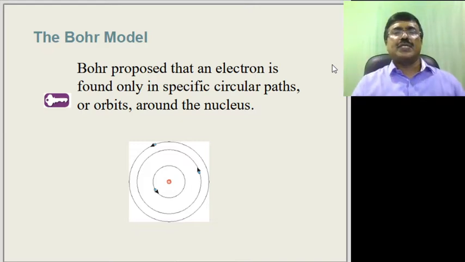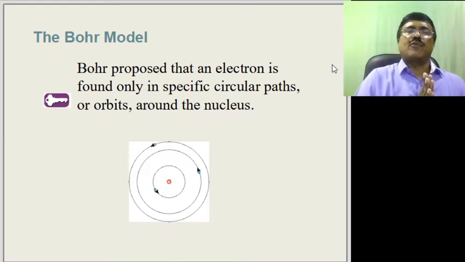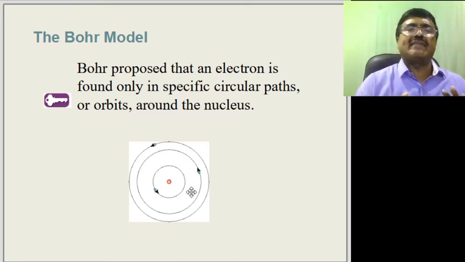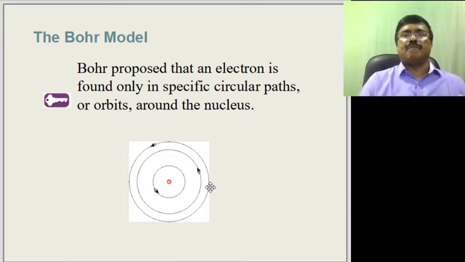Electrons are revolving around the nucleus, that we know from the Rutherford model. And Bohr proposed that an electron is found only in specific circular paths or orbits around the nucleus. You can see at the center we have the nucleus, then a definite circular path of definite radius. The electron will be revolving in it. A number of orbits of different radii will be present in an atom, right?